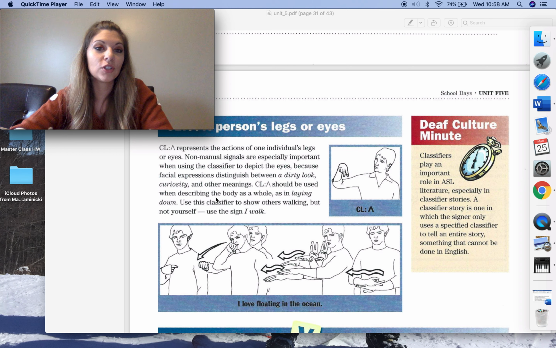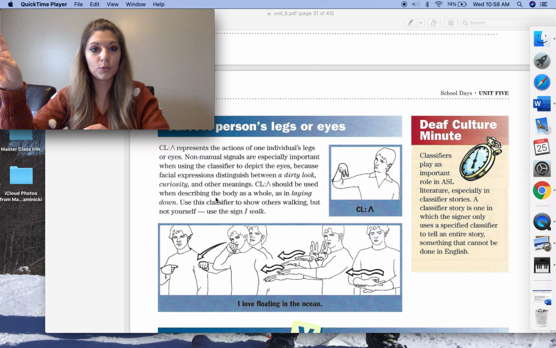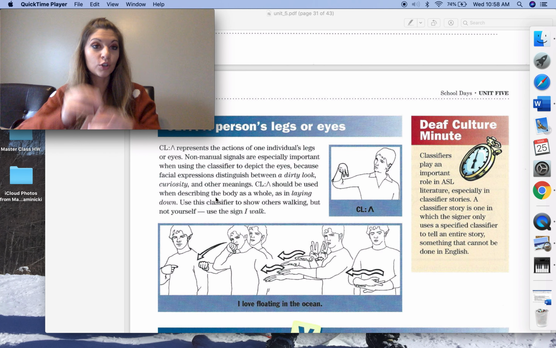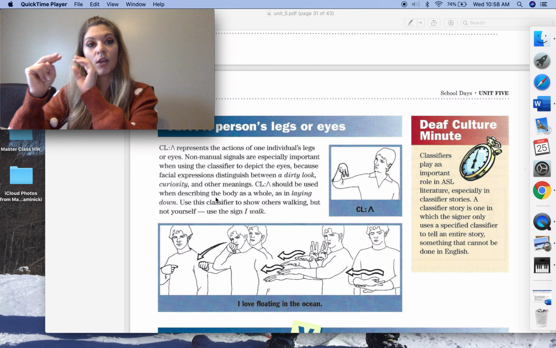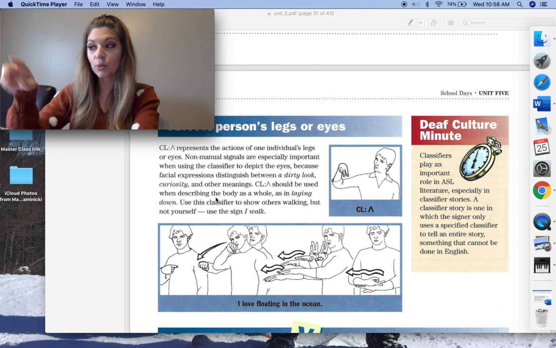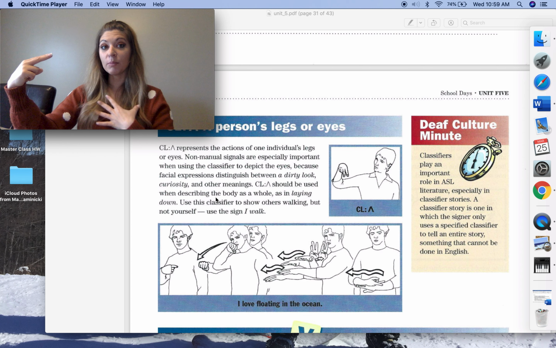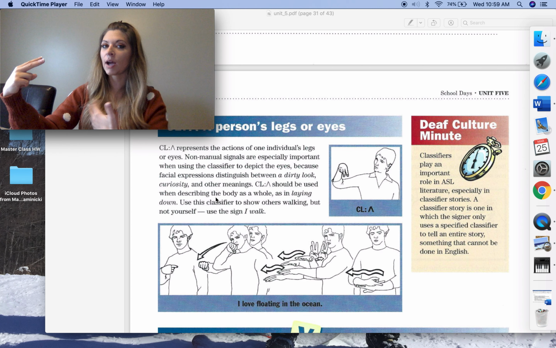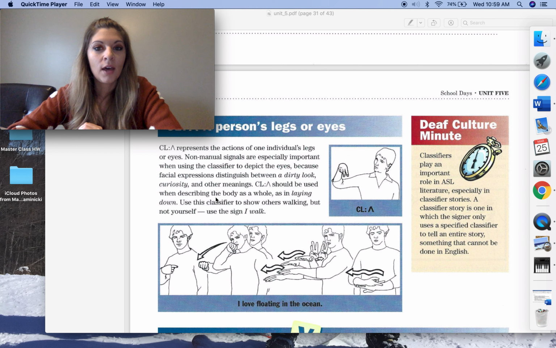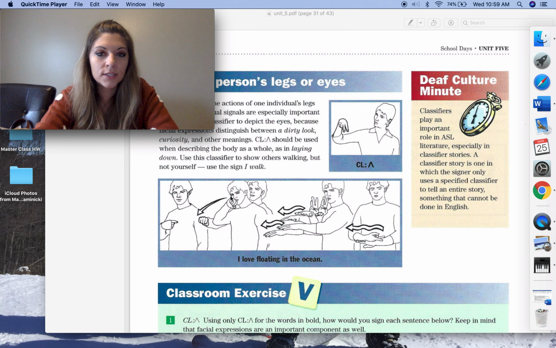Non-manual signals are especially important when using the classifier to depict the eyes, because the facial expressions distinguish the difference between, like, is that curious, or did someone give me a dirty look? And initially your facial expressions are going to represent who's looking, but then you can switch them to be your reaction to it. So like, give me a dirty look, like, ugh, and then my reaction is I look back. So now I'm using my body classifier to show what I did and then my reaction. But when this is moving, your facial expressions connect to this.